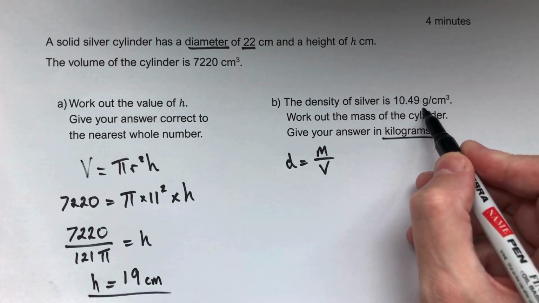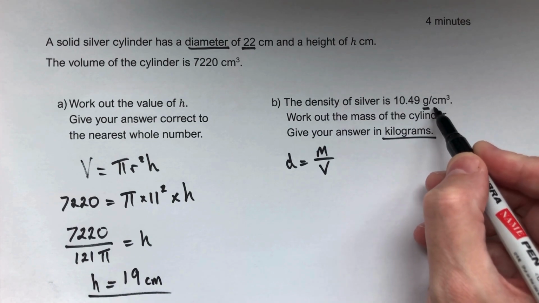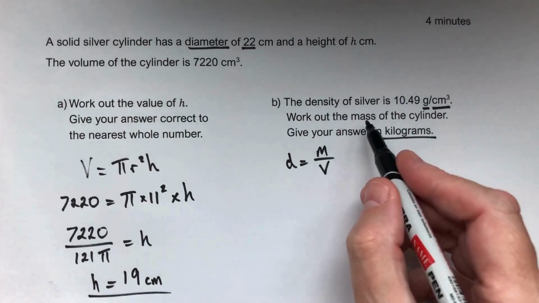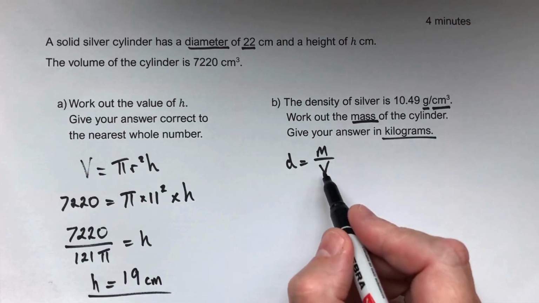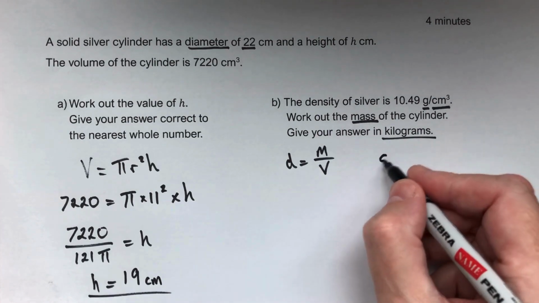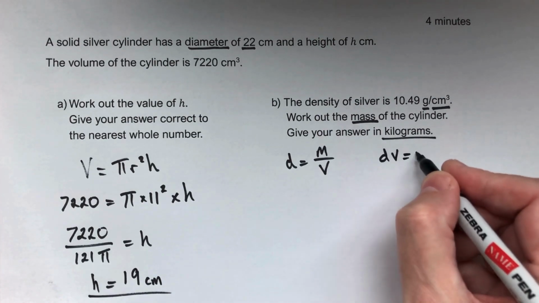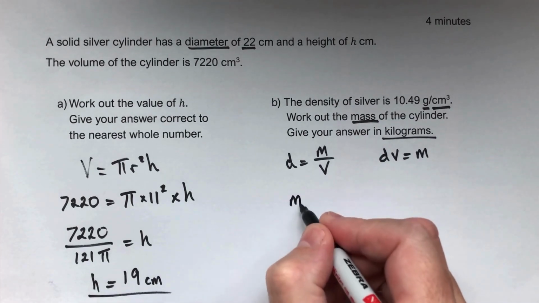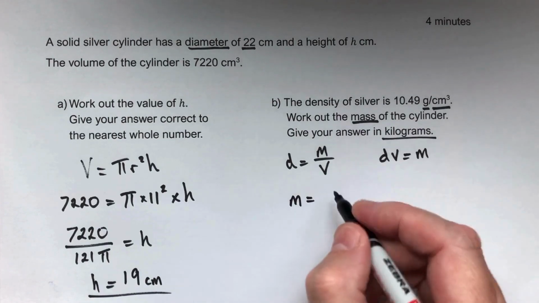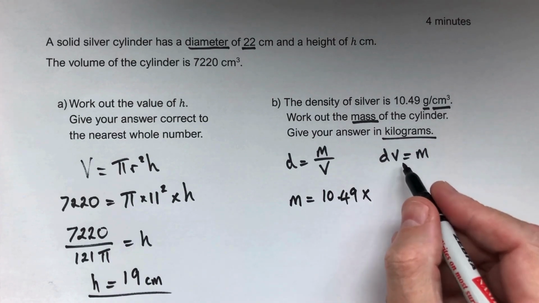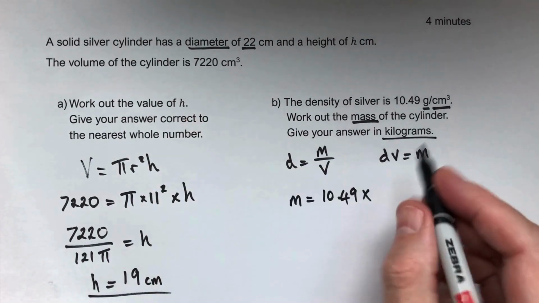10.49 is the density in grams, which is a mass unit, per cubic centimetre, which is a volume unit. We need to find out the mass of the cylinder, so we can rearrange this formula, multiply both sides by V, to get density times volume gives me mass, and we'll use this formula. So the mass is going to be the density, 10.49, multiplied by the volume, 7,220.